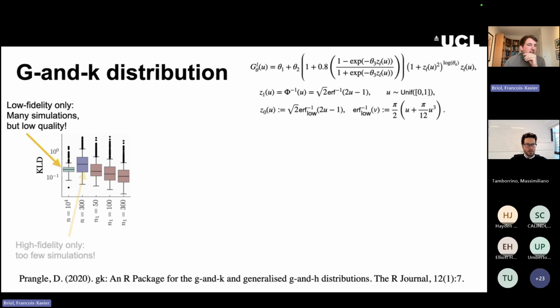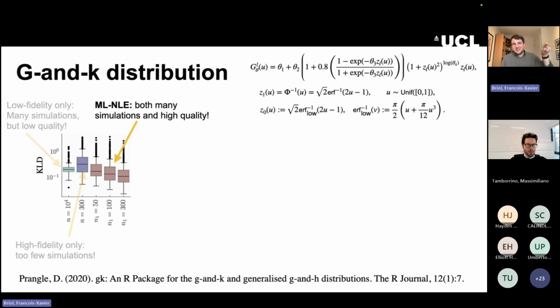And so what we can see is that if we were to enhance this very large number of low fidelity simulations with some high fidelity samples, which is what we do with our multi-level version, you can drive this performance up quite a bit, or you drive this error down, basically by combining both low fidelity and high fidelity.